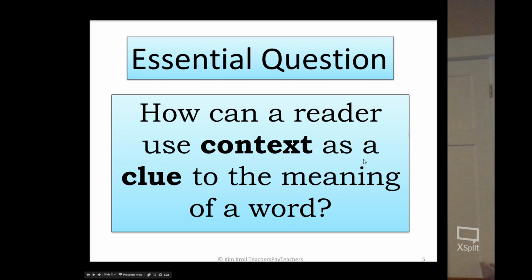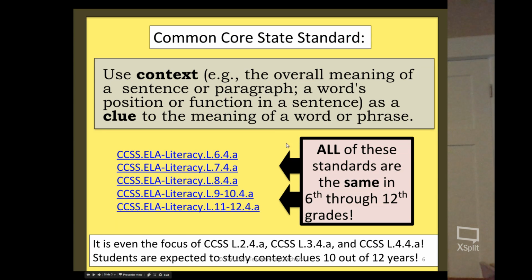Okay, so the essential question to ask is, how can a reader use context as a clue to the meaning of a word? Okay, so use context, or the overall meaning of a sentence or paragraph, a word's position or function in a sentence, as a clue to the meaning of a word. And this covers a bunch of different standards for you.